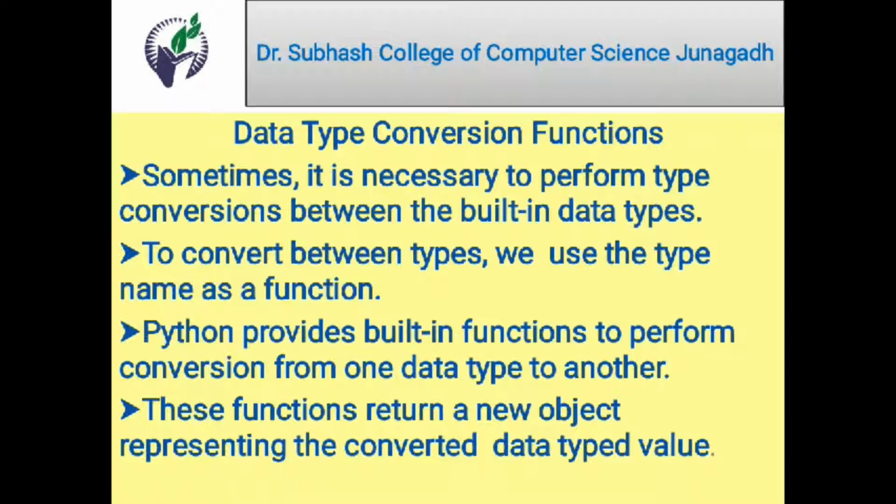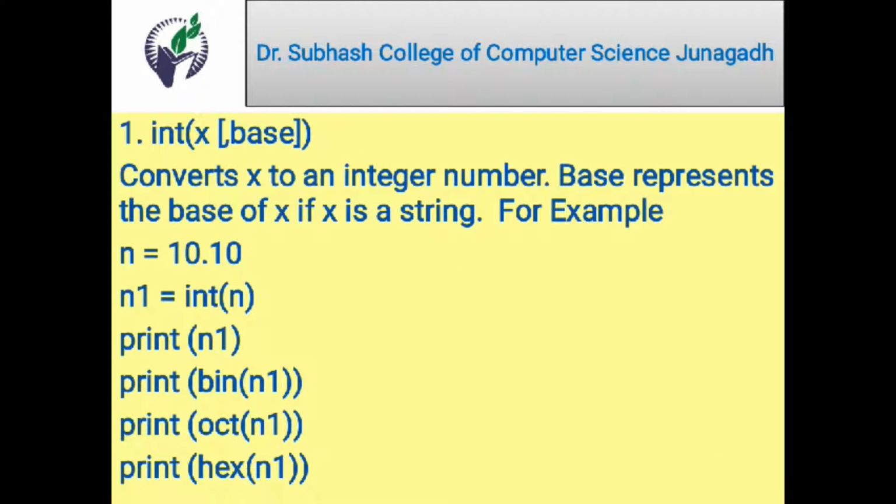The first function that we will see is int, with argument x, whatever the type of x is, and an optional base, which can be used only if x is a string. It converts x to an integer number. Base represents the base of x. If x is a string, we will see an example, and then it will be clear. If x is a string, then we must give the base.